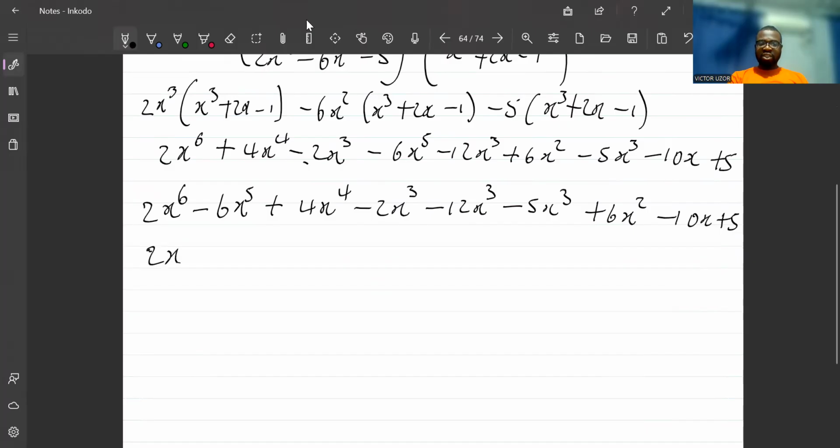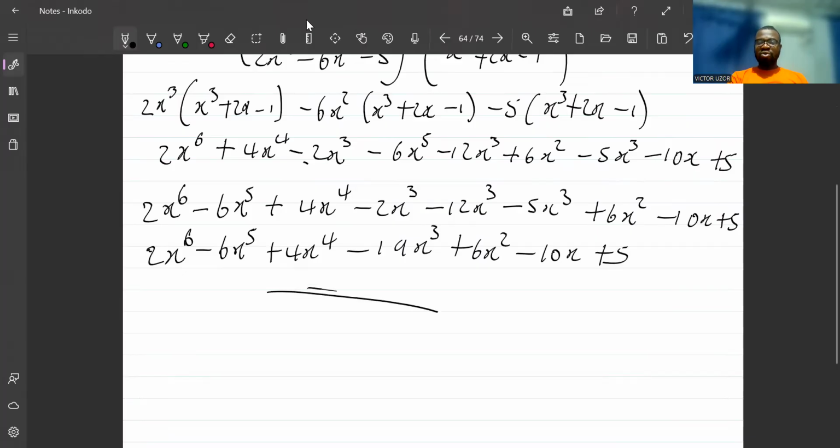So we have 2x raised to the power 6 minus 6x raised to the power 5 plus 4x raised to the power 4. Then you have minus 2 minus 12 will give us minus 14, minus 14 minus 5 will give us minus 19x raised to the power 3, plus 6x raised to the power 2 minus 10x plus 5. And that will be your final answer.